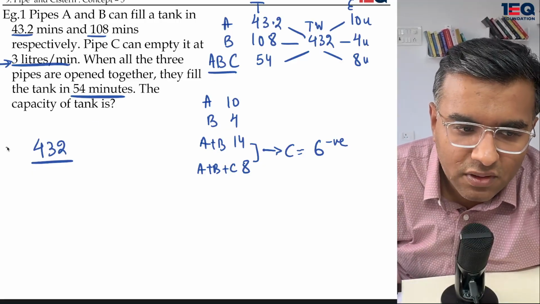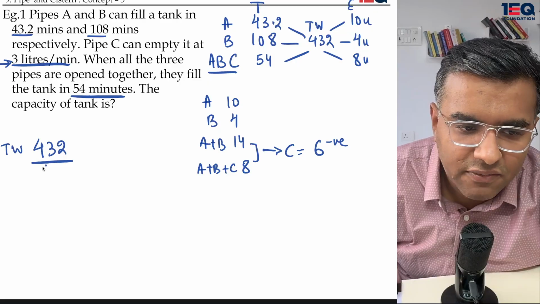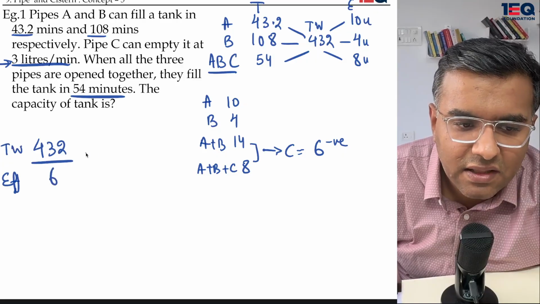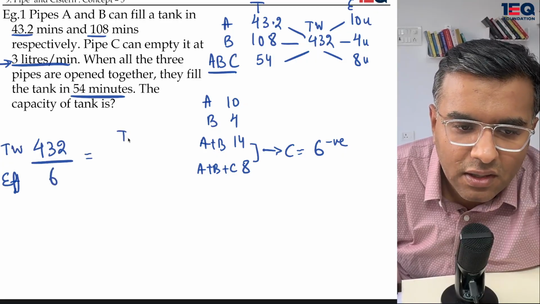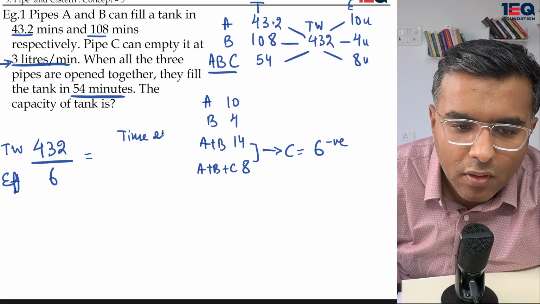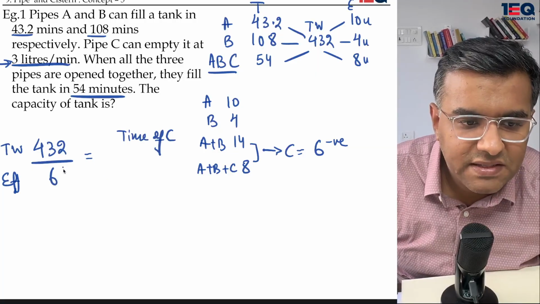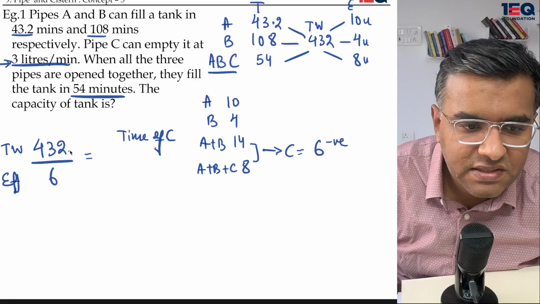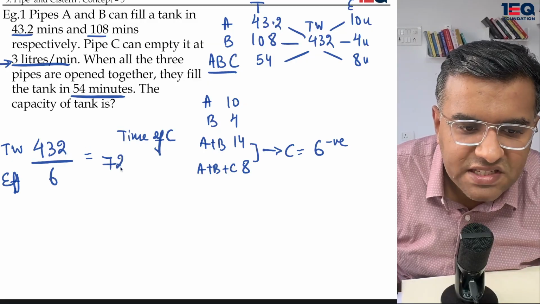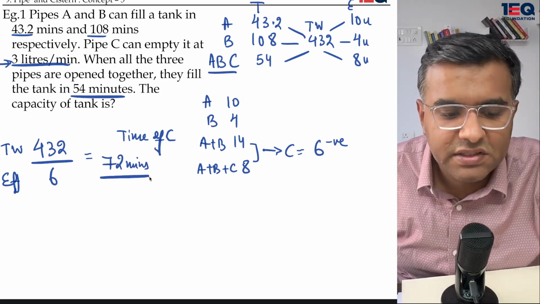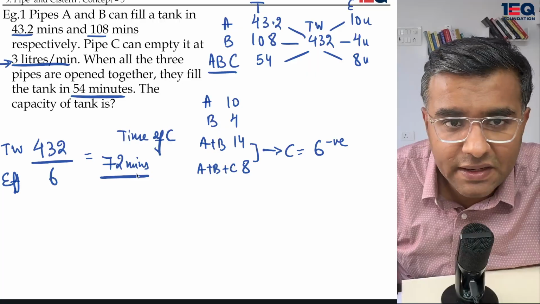So if total work is 432 and the efficiency of C is 6, this can give me the time of C. 432 by 6: 6 sevens are 42 and 6 twos are 12. So 72 minutes is the time of C. C would take 72 minutes to empty the tank.